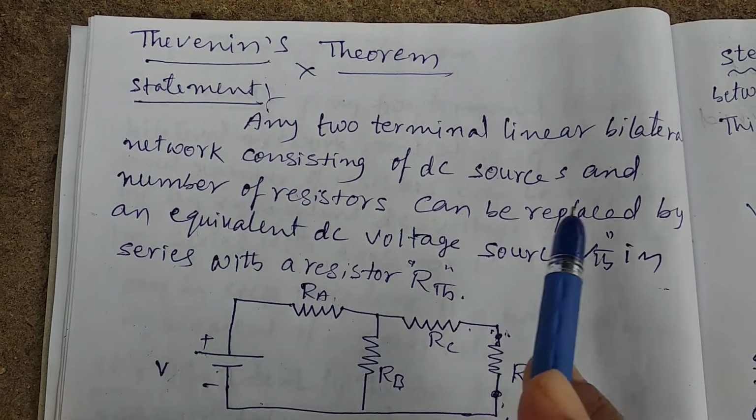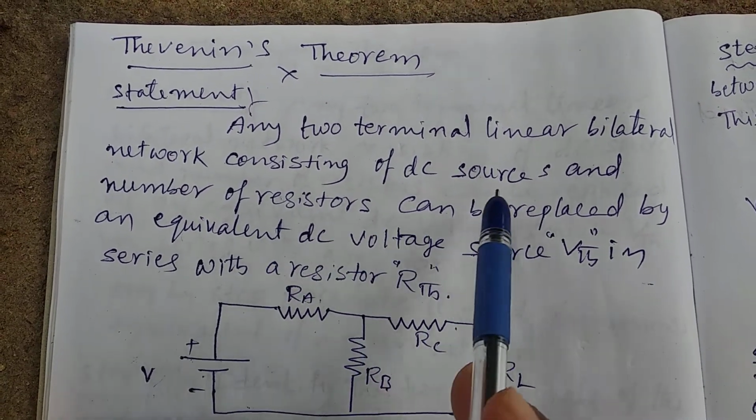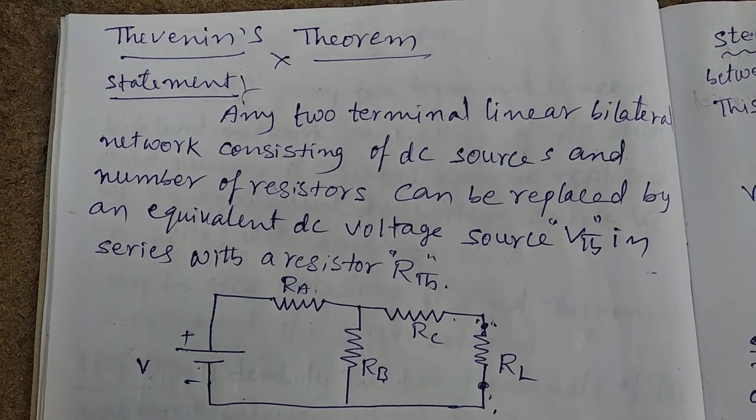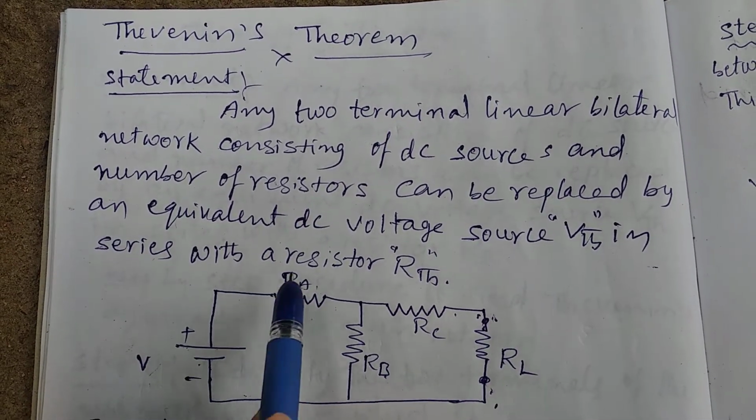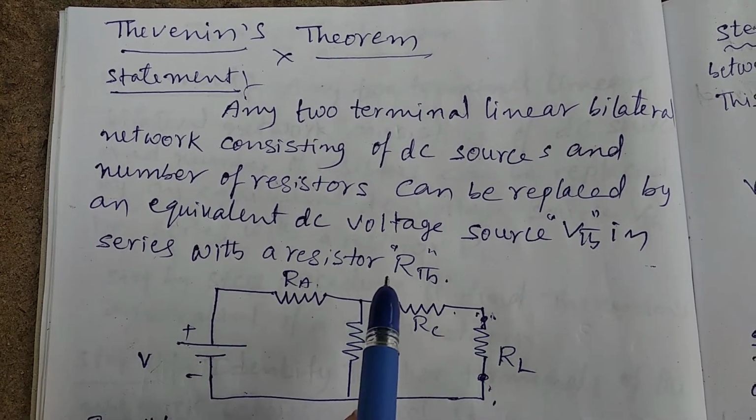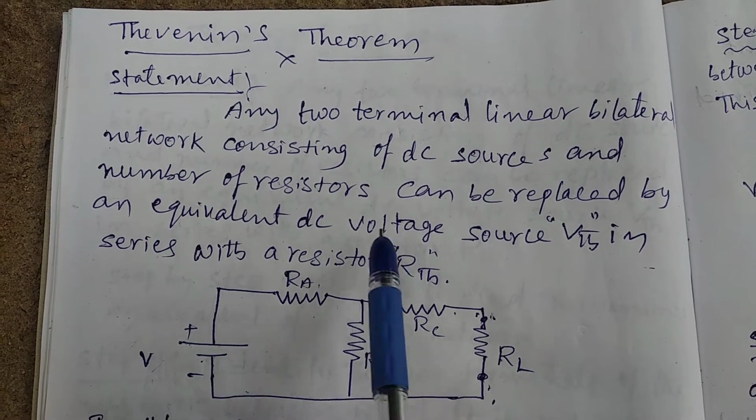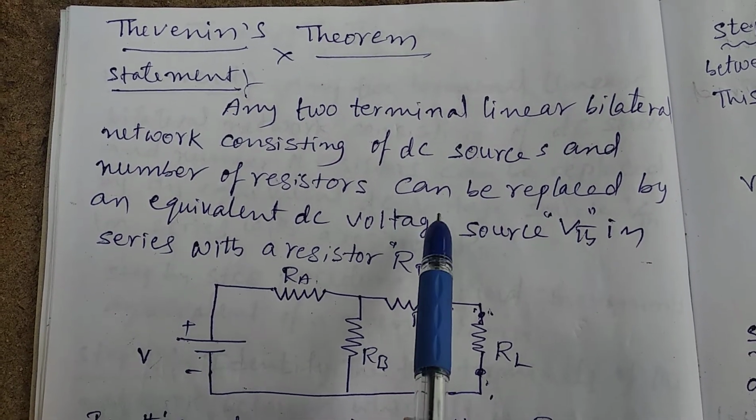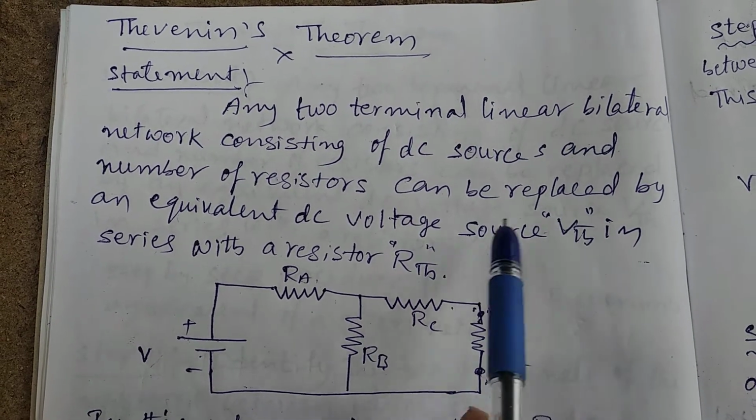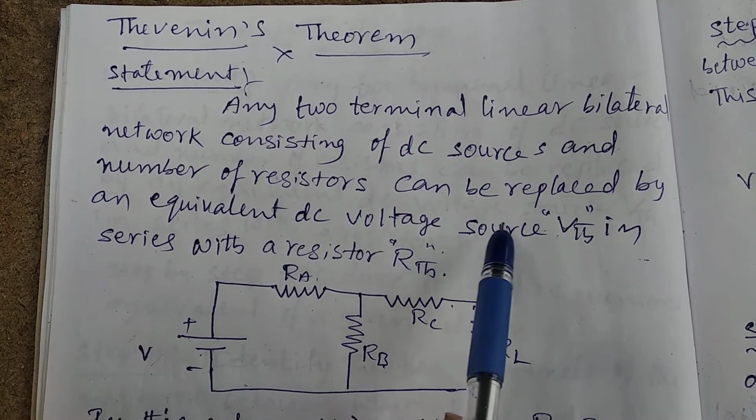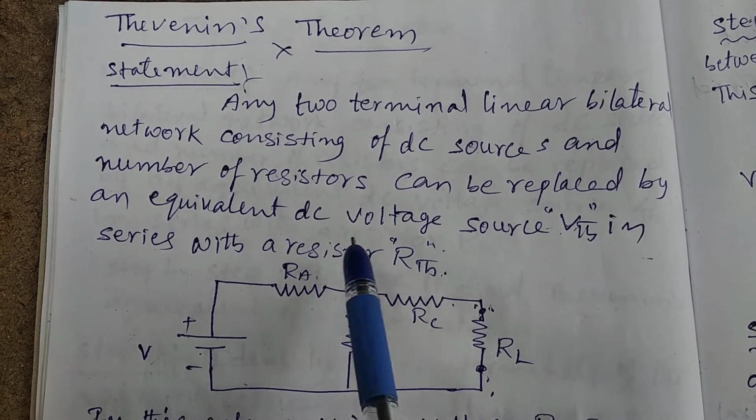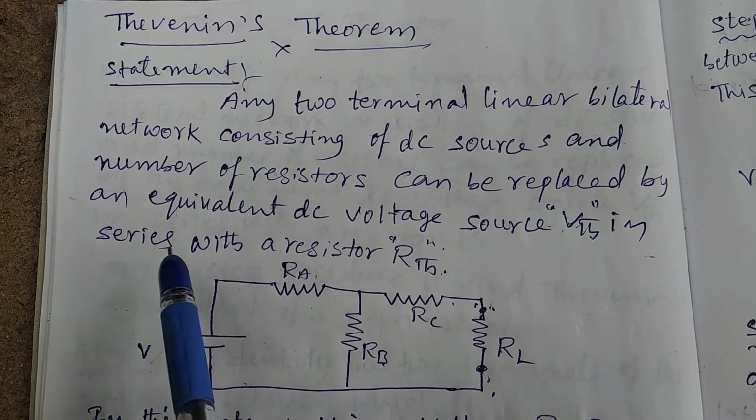Statement: any two-terminal linear bilateral network consisting of DC sources and a number of resistors can be replaced by an equivalent DC voltage source Vth in series with a resistor Rth. So whatever voltages and resistances are present, they can be replaced by Vth and Rth. Vth and Rth are connected in series.